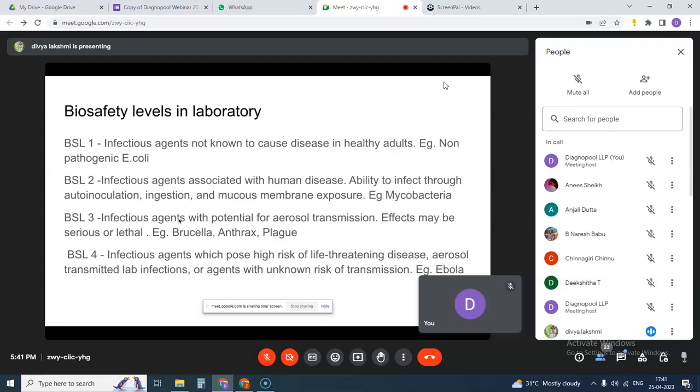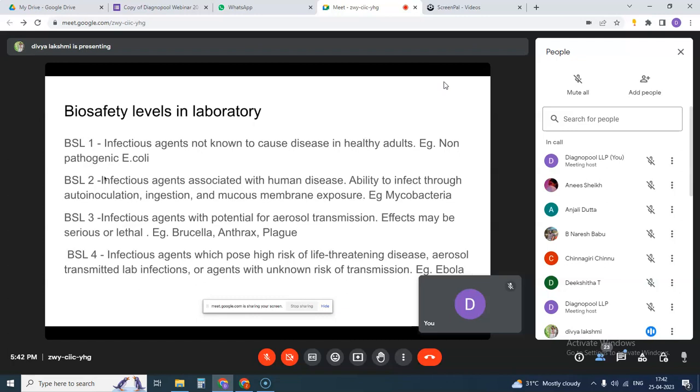2 labs. If the infectious agents have potential for aerosol transmission and their effects can be very serious or lethal, they are called BSL 3 labs. In BSL-4 labs, the infectious agents have a high risk of life-threatening disease, aerosol-transmitted lab infection, or agents with unknown risk of transmission, for example, Ebola virus.